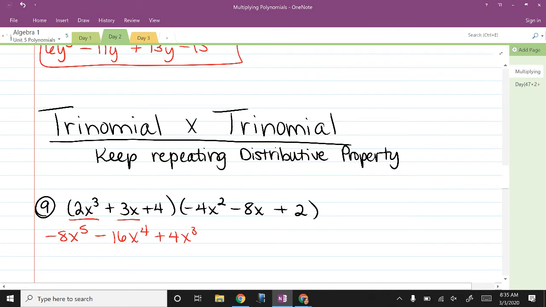So what's 3x times negative 4x squared? Negative 12x to the 3rd. And then what's 3x times negative 8x? And then what's 3x times 2? 6x.